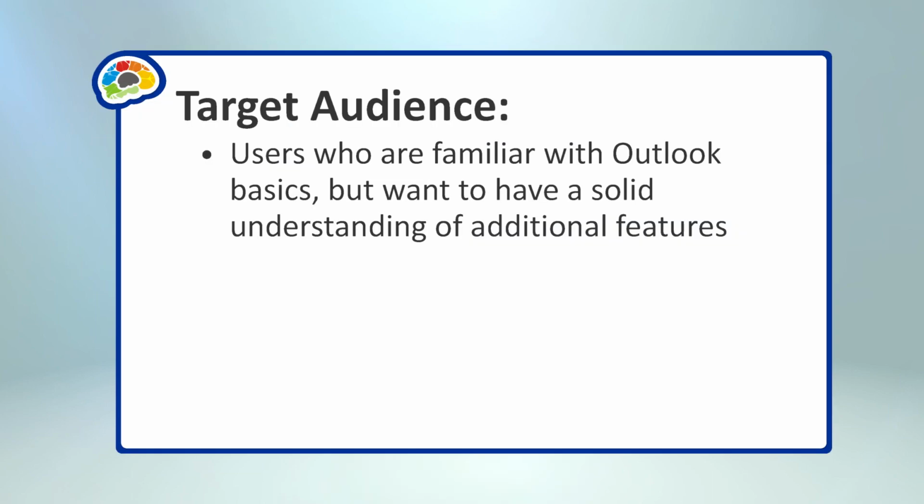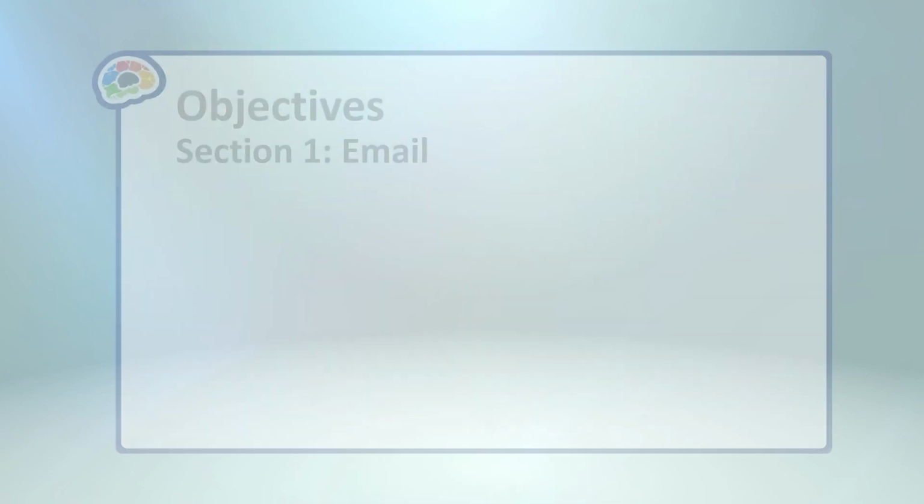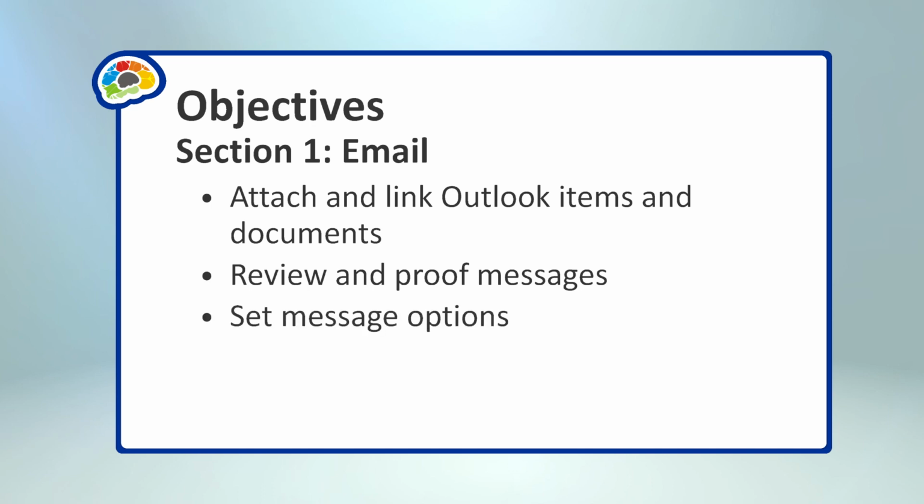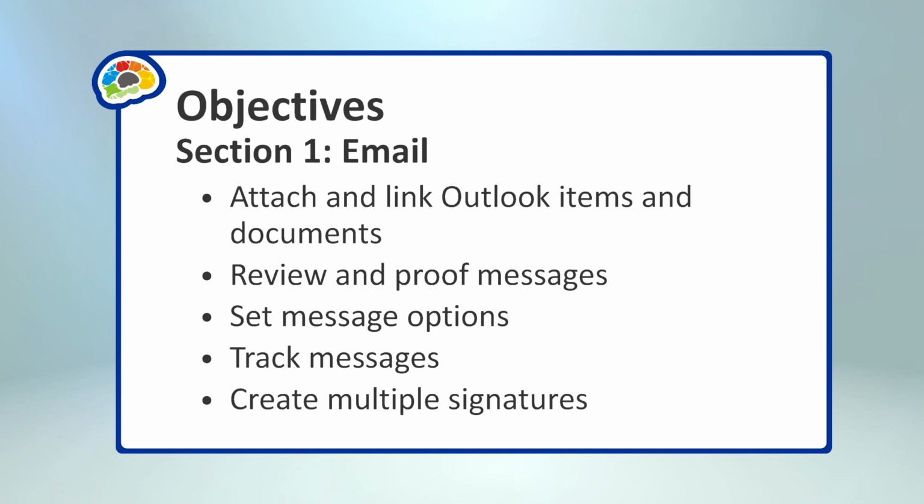This course is intended for users who are familiar with Outlook basics but want to have a solid understanding of additional features. We'll start by attaching and linking Outlook items and documents and work through options for reviewing and proofing messages. Then we'll set message options and track messages, as well as create multiple signatures.